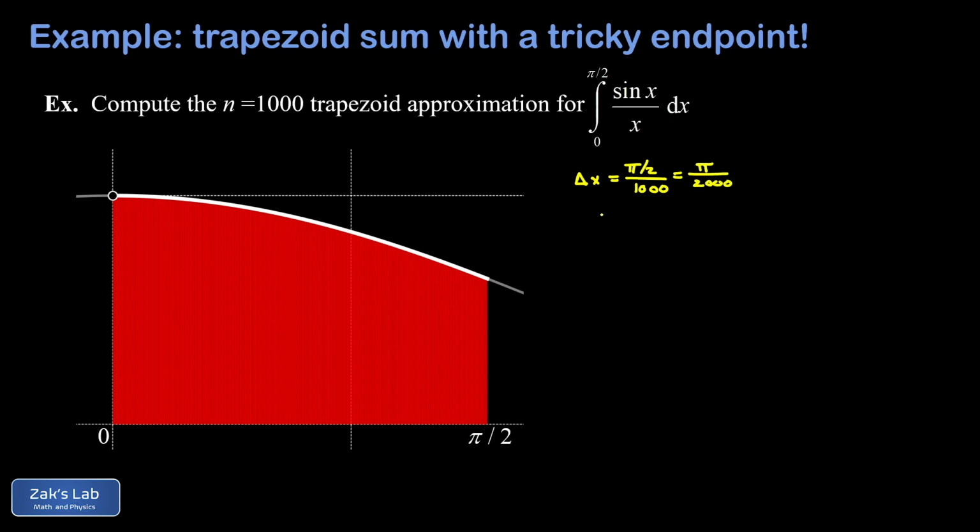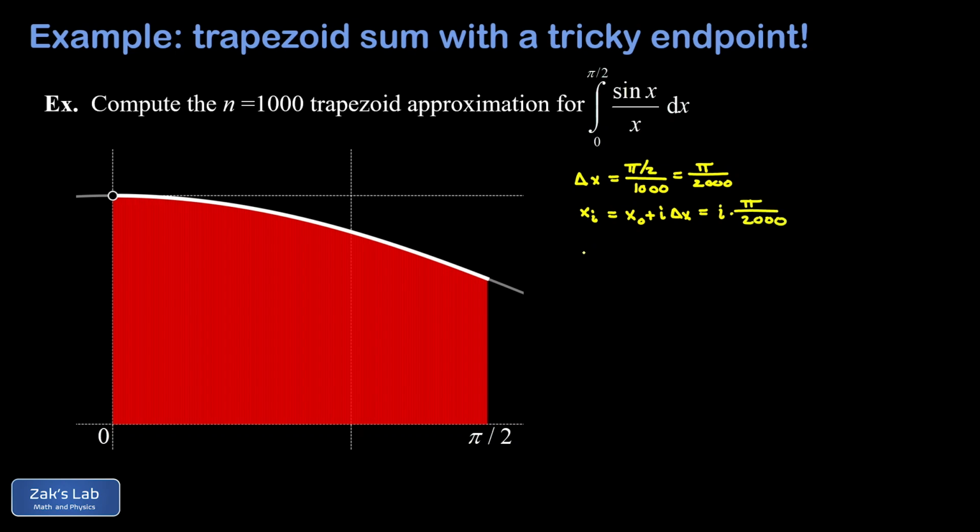Next, I like to write down a formula for the cut points. Those are called the x sub i's. And the ith cut point is just i steps to the right of the starting point. So we can write this in general as x naught plus i delta x. This time the starting point, meaning the left end of the interval, is just 0, so we don't have to write that. And then we have i delta x, which is i times pi divided by 2,000.